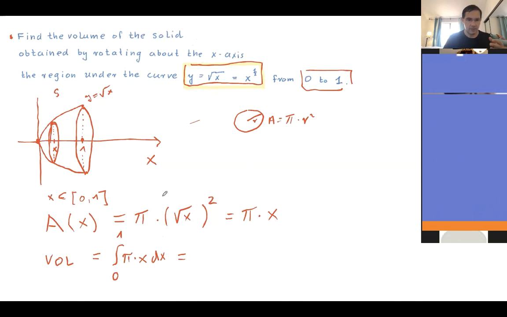Integration is a homogeneous operation, meaning constant times the function. I can pull this constant outside, and then this is the integral from 0 to 1 of this function x dx. And now, question for you, very, very simple. What is this definite integral equal to?